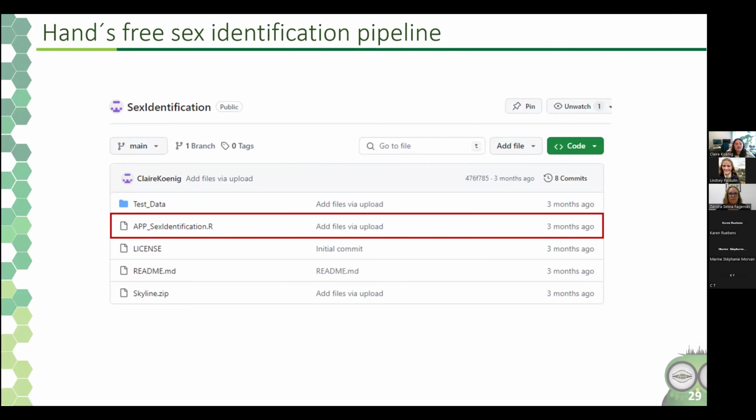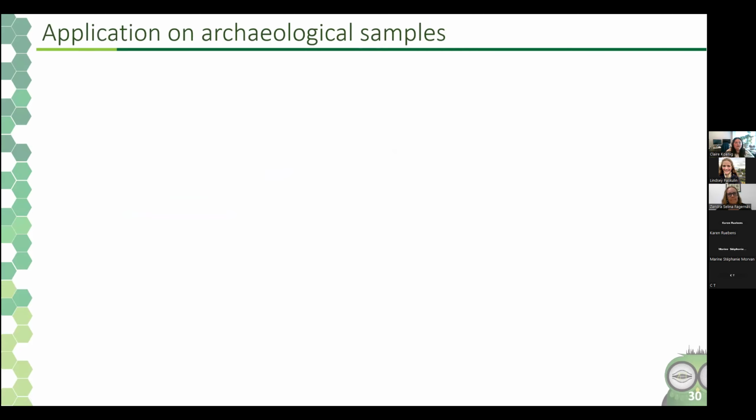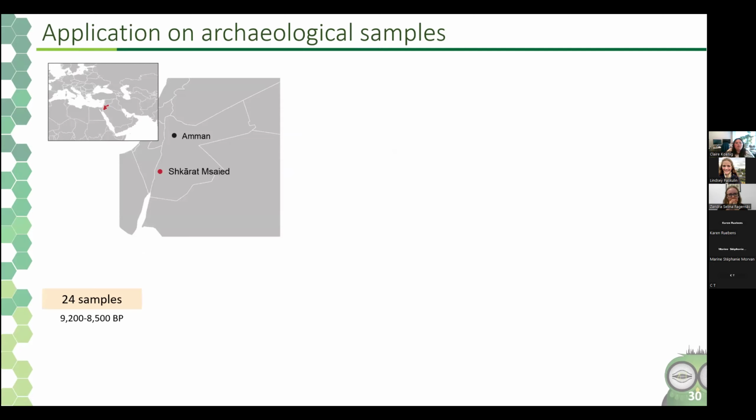Right now we have optimized the full pipeline, and we have applied this pipeline on archaeological samples. The first set we applied it to was from Jordan, in that site that is in the greater Petra area.